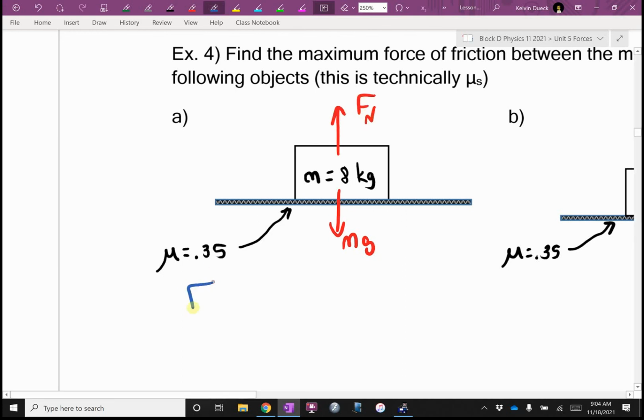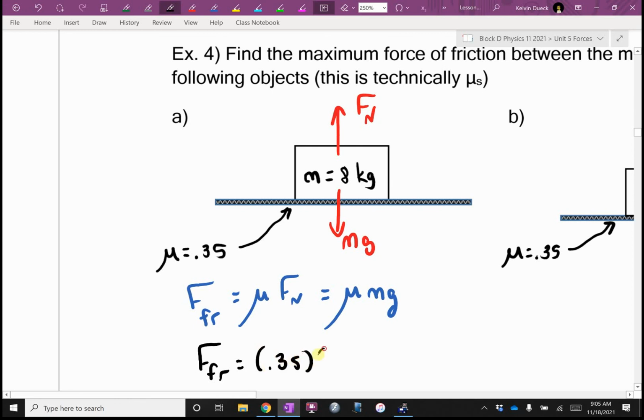For this question, friction, technically static friction, but I'm not going to be that fussy, is mu times the normal force. I don't know the normal force. Oh, but look, it's the same size as mg. So here, I could say mu mg. And if I wanted to calculate this, what's mu? 0.35? Times 8 times 9.8. What do you get?